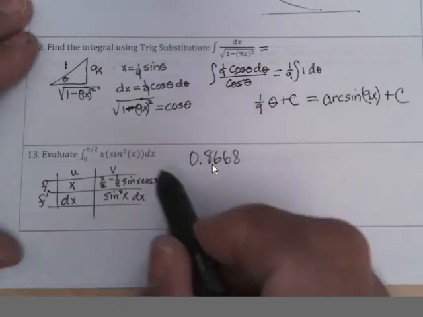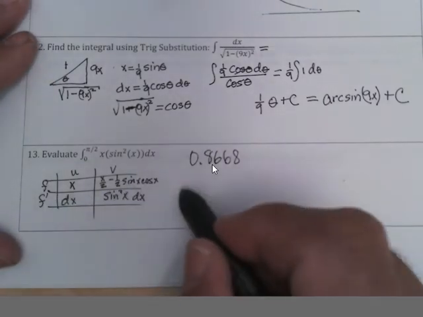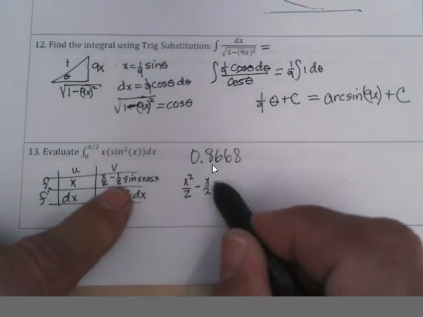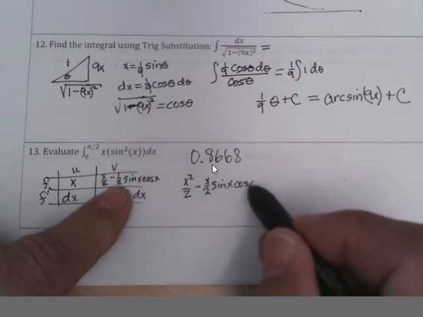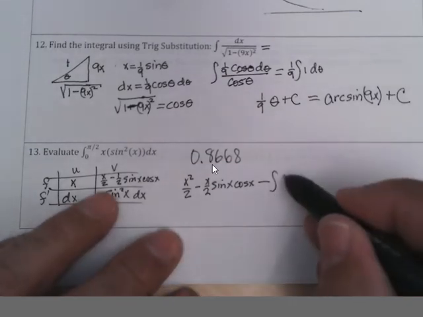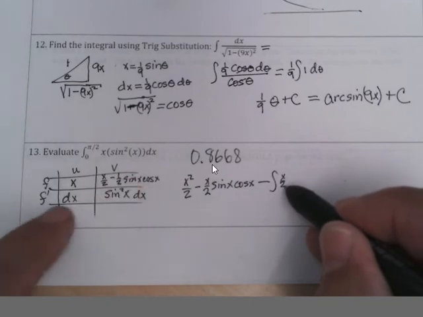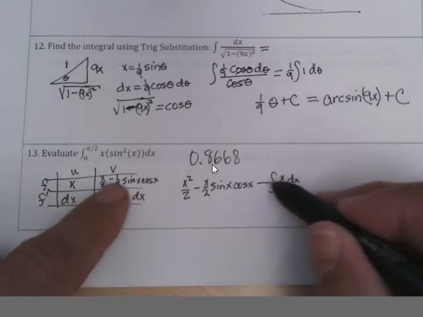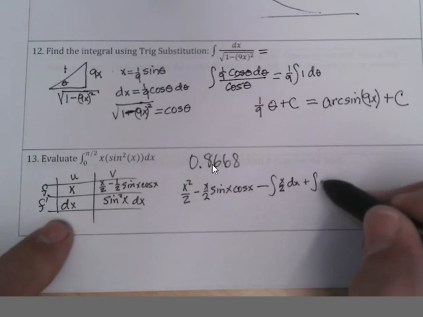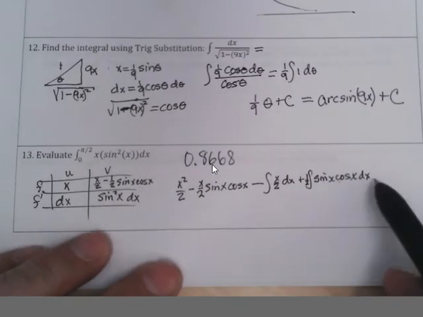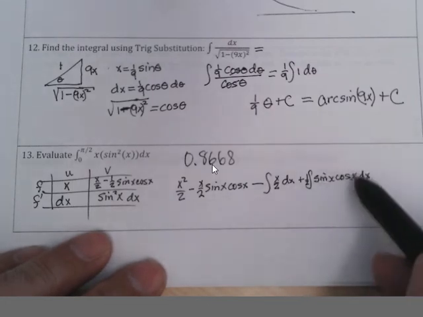So this would be uv, so that's going to be x squared over 2 minus x over 2 sine of x cosine x, minus the antiderivative of x over 2, these two multiplied, so that would be x over 2, just a sec, dx, and then minus a minus, which would be plus the integral of 1/2 sine x cosine x dx, and a u sub for sine or cosine will be able to do this.